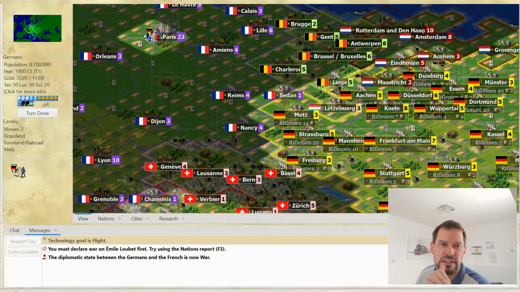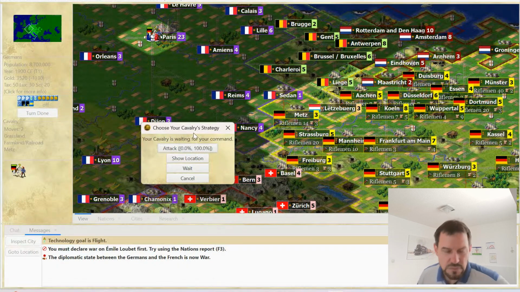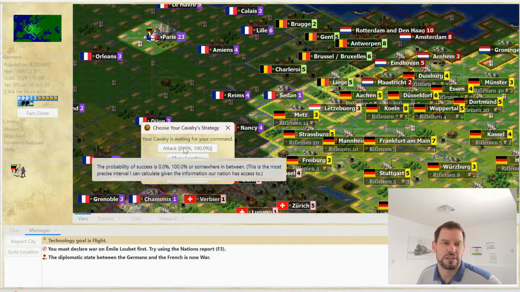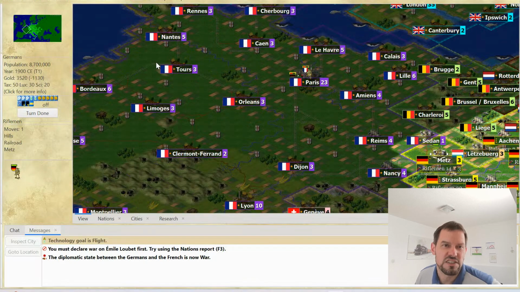So here I am in front of Paris and I attack it. We don't have much intelligence on the French, so the probability of success of this attack is greater than 0 and smaller than 100%. Okay, great. So this has now worked. The unit has not vanished. You can still see it here in front of Paris. It has lost a bit of its strength. It's no longer 100%. It's only about 30%.